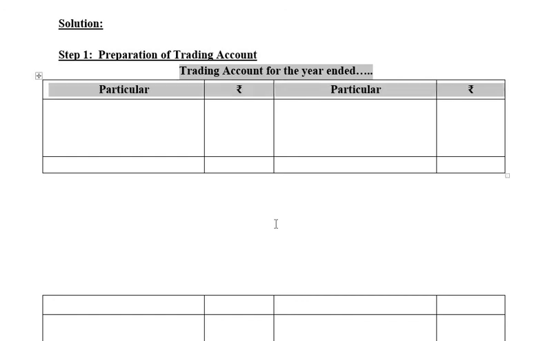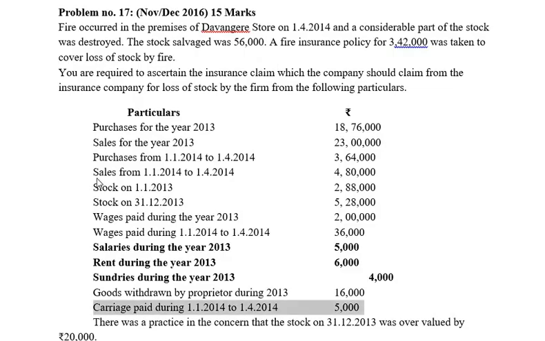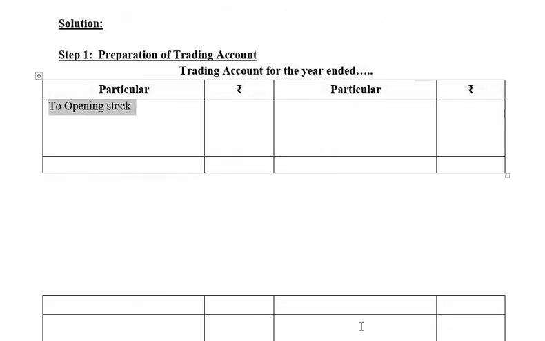So particulars, rupees. The first balance is the opening stock. How much is the opening stock? The opening stock, meaning stock on 1st Jan 2013, is 2,88,000 rupees. So 2,88,000 rupees. Next comes purchases. I have taken purchases in the inner column.